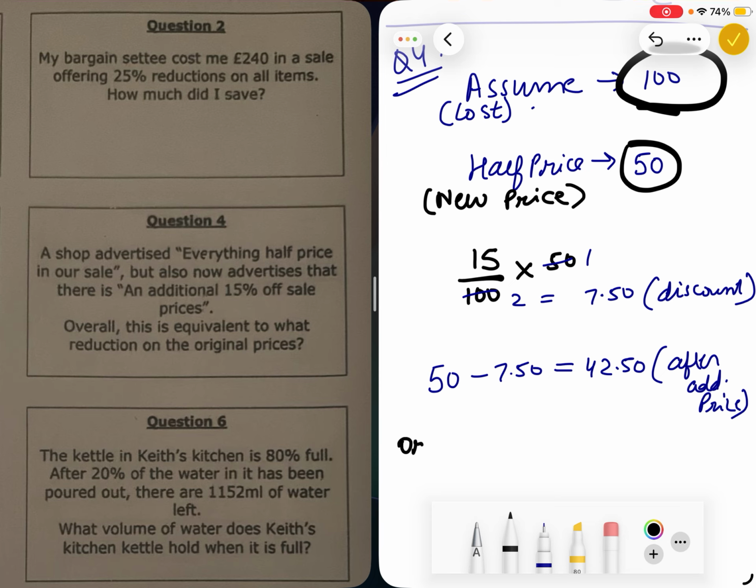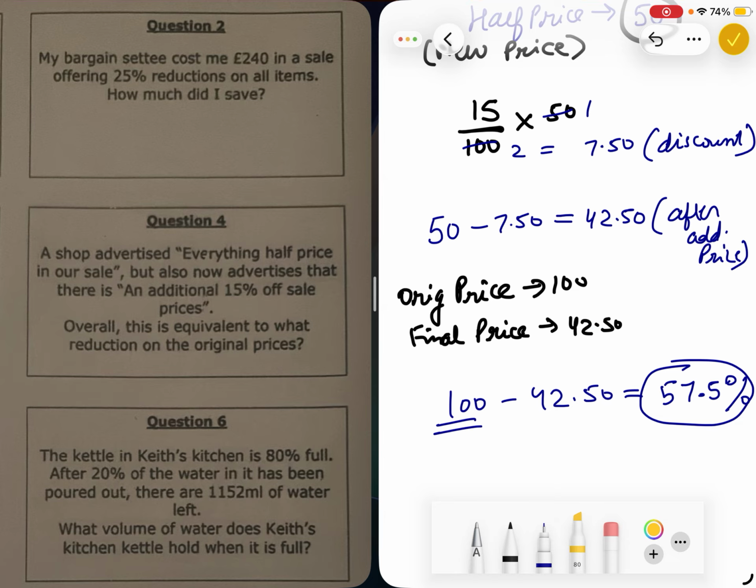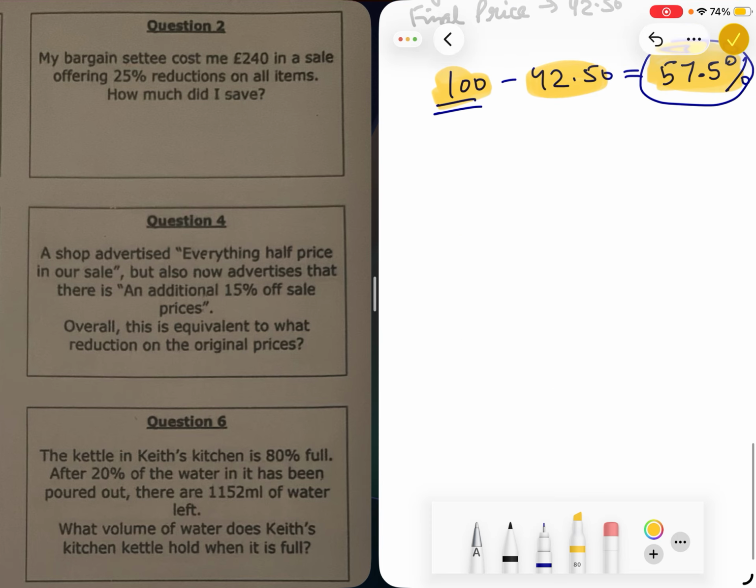100. The original price was 100, right? And the new, final price is 42.50. So how much is the reduction? 100 minus 42.50 is exactly 57.5%. You can write it this way because if the price is 100, then the percentage can also be 100, and this is the final price, so the reduction is 57.5%. Okay, this was a good question.